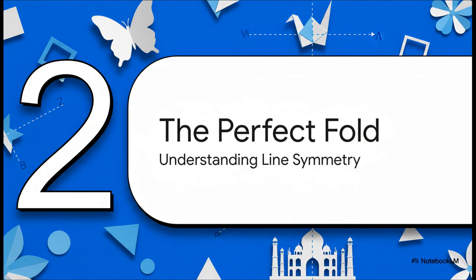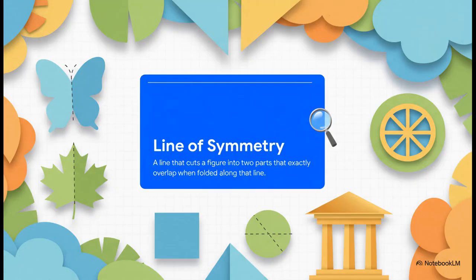The first and simplest type of symmetry is all about one perfect fold. We call this line symmetry. So what is a line of symmetry? Don't get scared by the name. It's just a fancy term for that magic folding line. It's the line that divides a figure into two perfect mirror halves, two parts that will sit exactly on top of each other if you fold them.